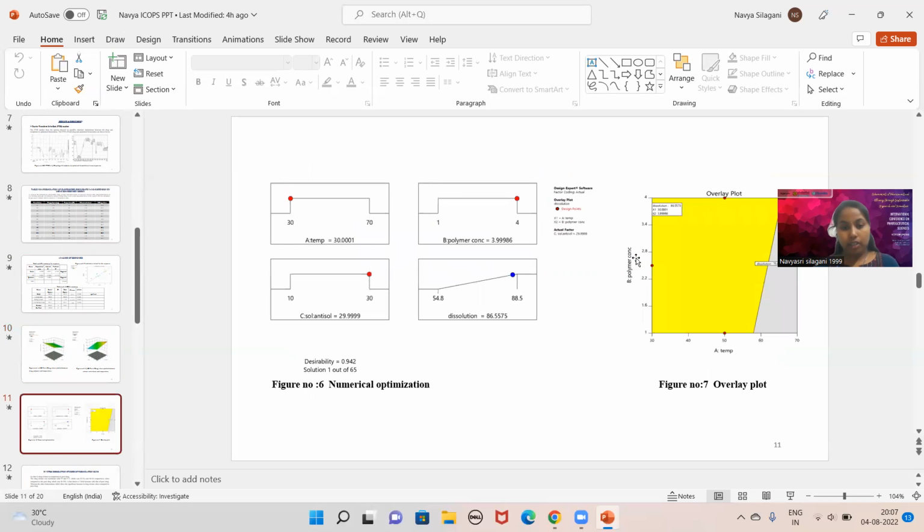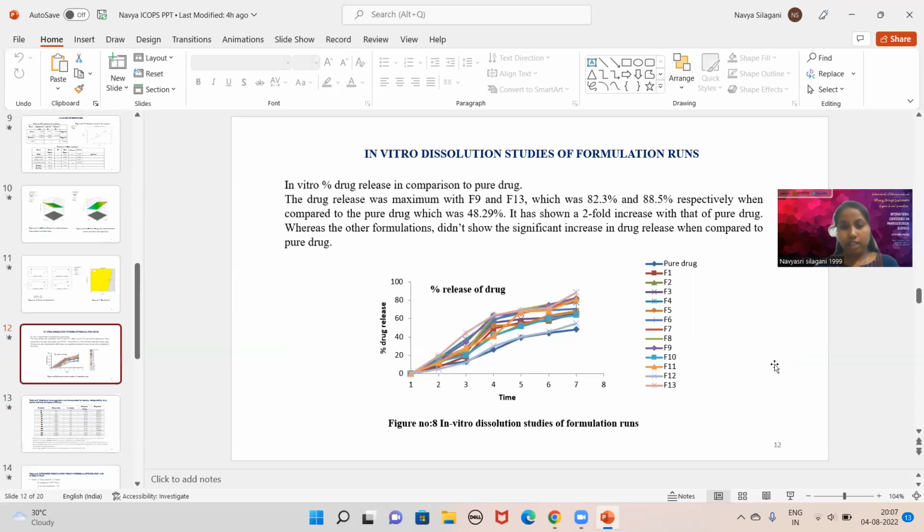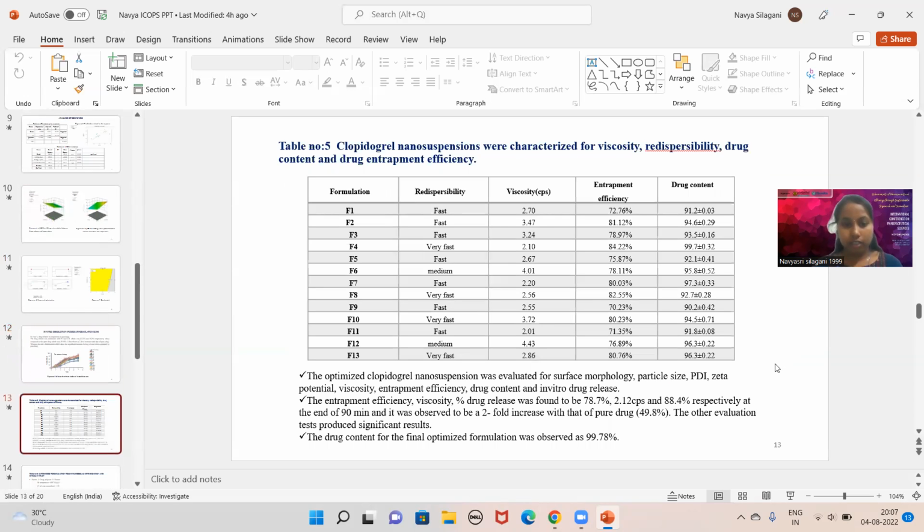And coming to the numerical optimization, here out of 65 solutions we are considering one solution. And coming to the overlay plot, the acceptable criteria is in bright yellow color, and unacceptable criteria is in gray color. Here, predictor factor, concentration as well as numerical solution. And coming to the in vitro dissolution studies of formulations of all the runs, here it is showing.